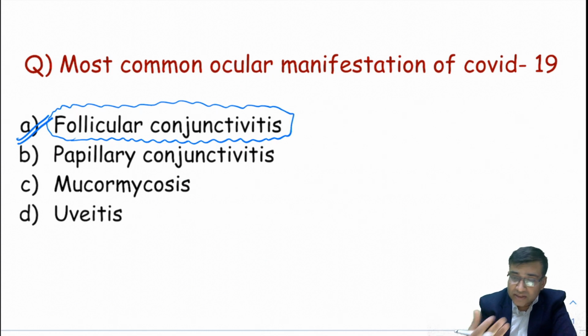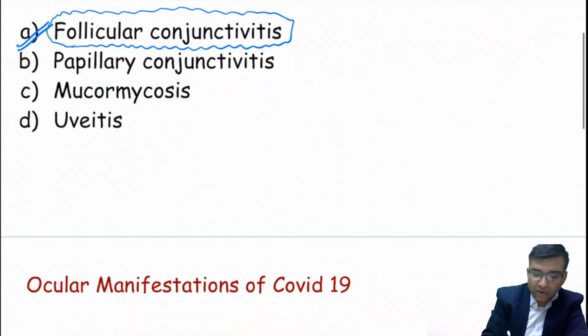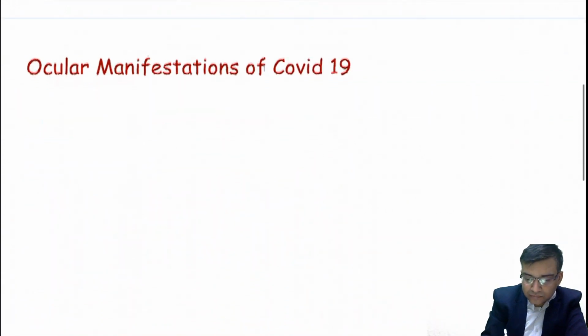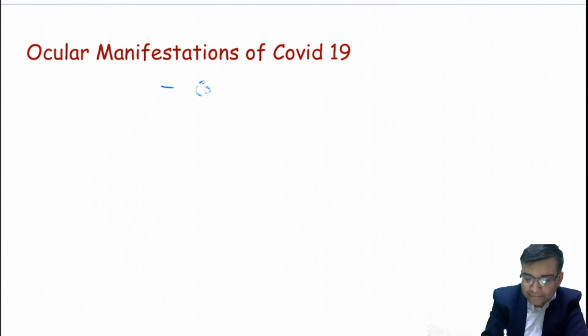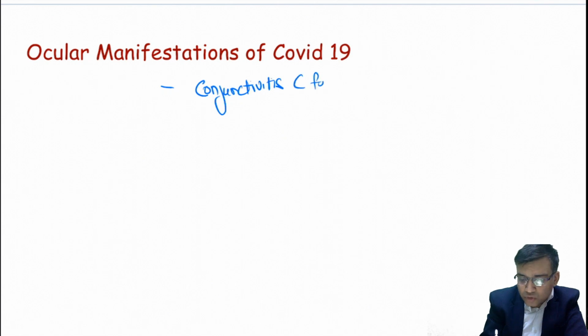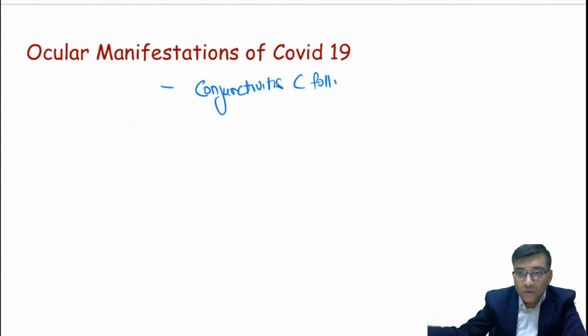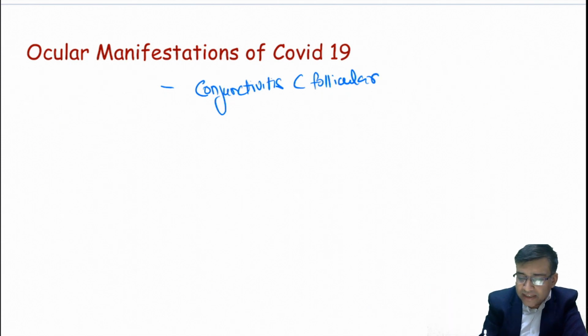Now, mucormycosis can also be seen in patients of COVID-19, but it is not the most common ocular manifestation. When we talk about the ocular manifestations of COVID-19, the first one we have to remember is conjunctivitis, and it can be of many types, but the most common type is follicular conjunctivitis. Most of the time remember that you do not need any treatment for this. They are basically self-resolving.